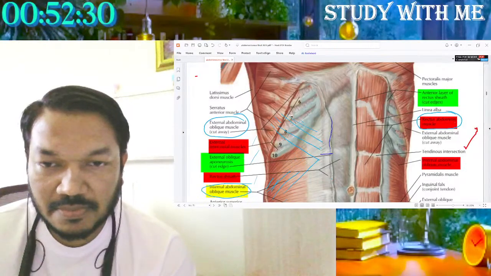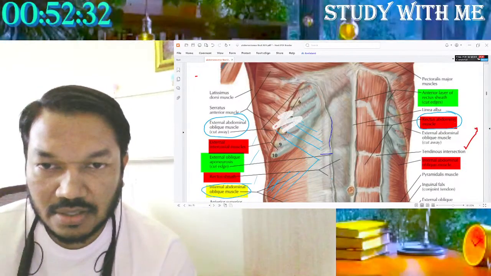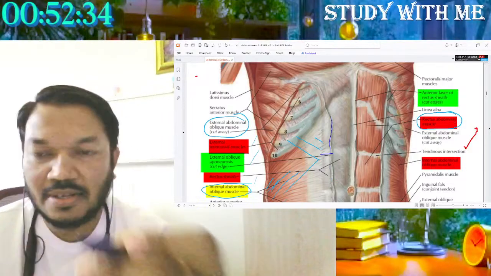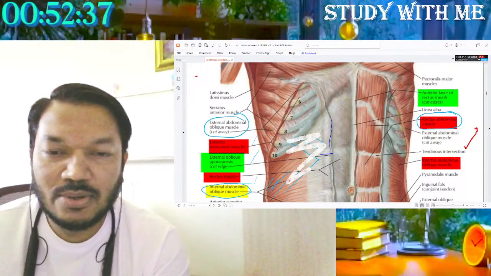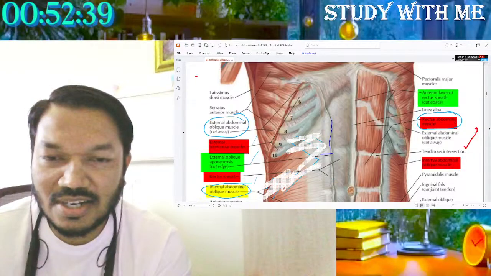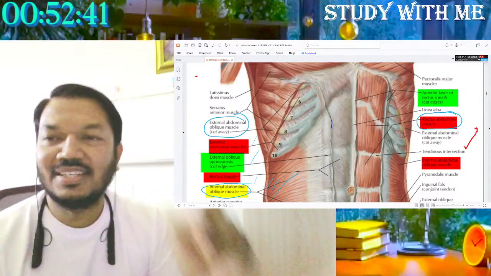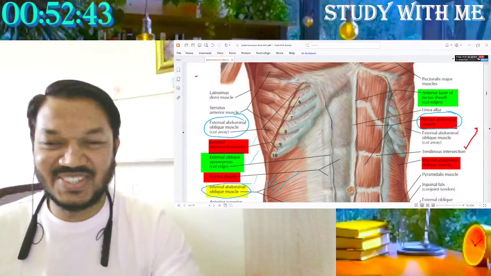Especially you check peroneus longus, peroneus tertius, and perineum. You check this part. More and more.